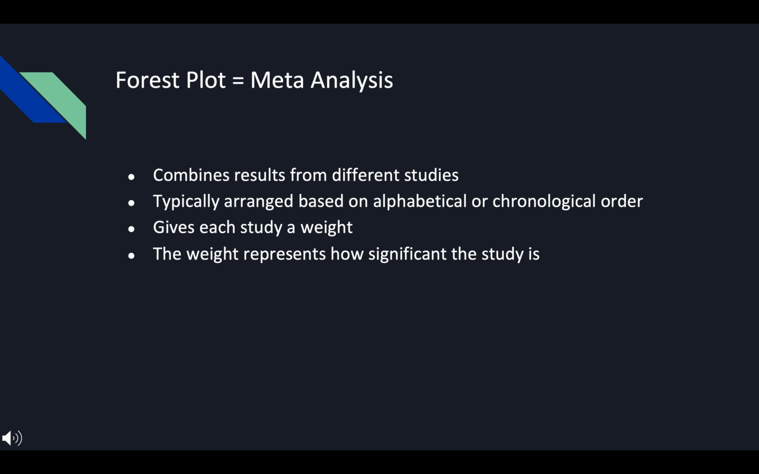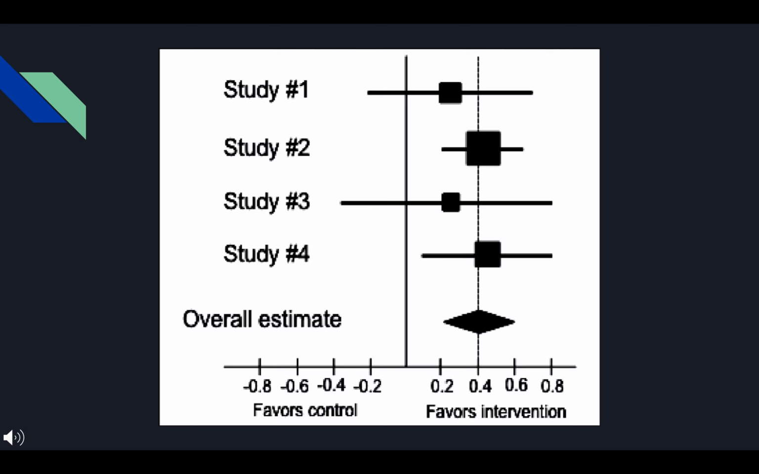The studies are typically arranged in alphabetical or chronological order. Each study that is used in the forest plot is typically weighted, and the weight for each study depends on how significant the researchers determine it to be. Visually, the weight of the individual study is depicted by the size of the black squares seen here in the red circle.